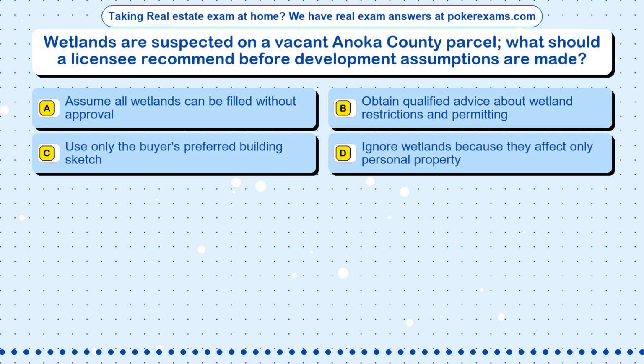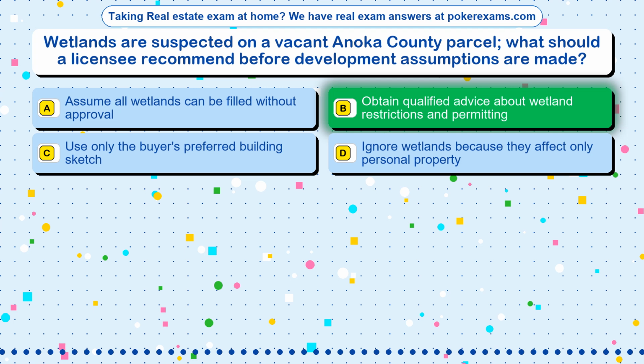Question 30. Wetlands are suspected on a vacant Anoka County parcel. What should a licensee recommend before development assumptions are made? Option A. Assume all wetlands can be filled without approval. Option B. Obtain qualified advice about wetland restrictions and permitting. Option C. Use only the buyer's preferred building sketch. Option D. Ignore wetlands because they affect only personal property.